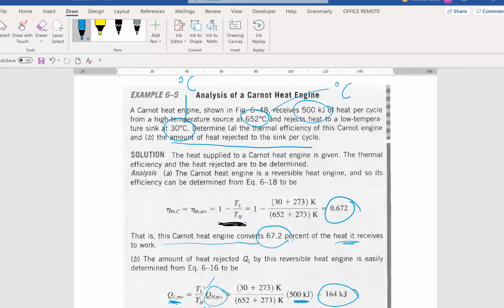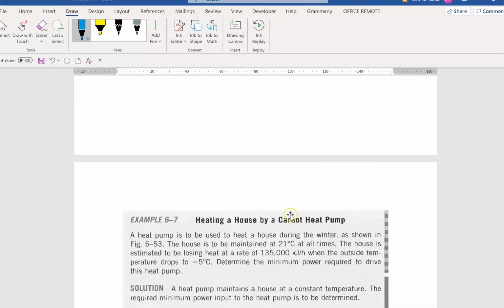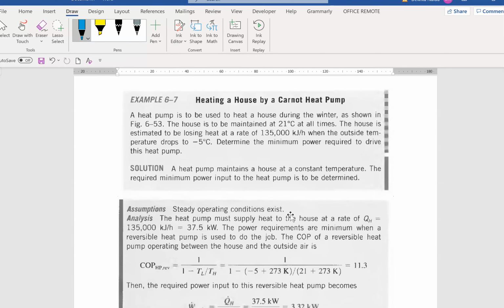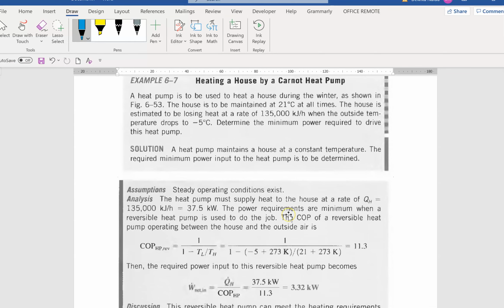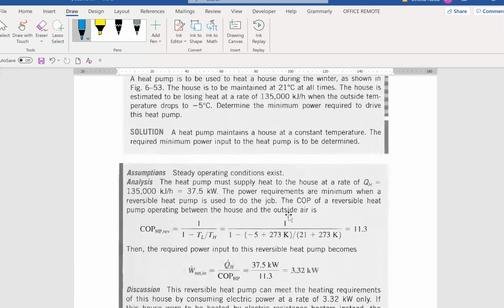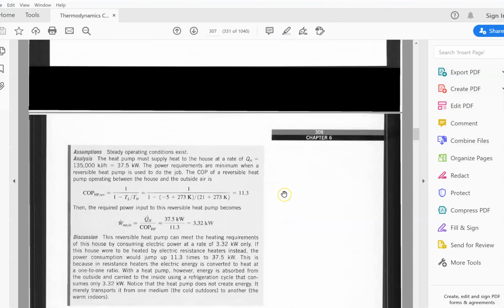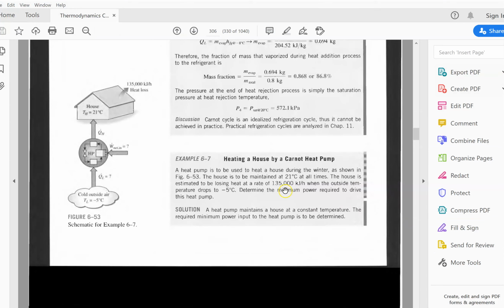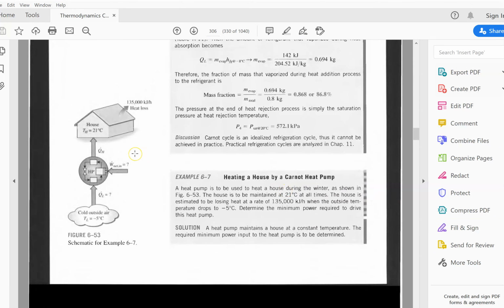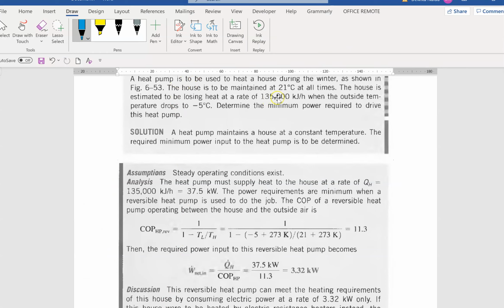But before I end the chapter, I would like to discuss another question on the Carnot heat pump itself. Let's solve this question. A heat pump is used to heat a house during winter, as shown in figure 6.53. Let's look at figure 6.53. Where is it? Okay, that is the figure. So what we have here: the house is maintained at 21 degrees at all times.